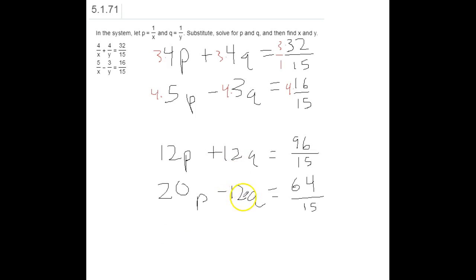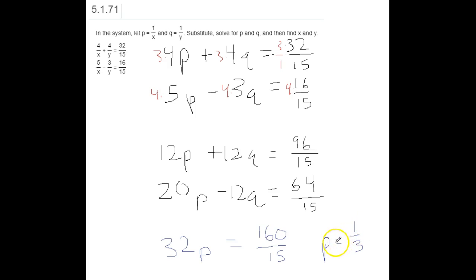So now we can add these together. The q's will cancel out. We'll have 32p equals, and then 96 plus 64 gives us 160 fifteenths. So divide both sides by 32 and we will have solved for p. And it's going to come out to exactly 1/3. You can use a calculator for that, or do the long division with fractions, but take this and divide it by 32 and you get that p equals 1/3.